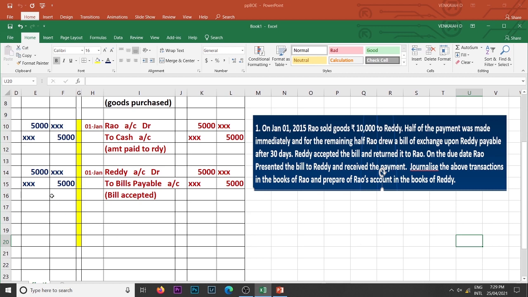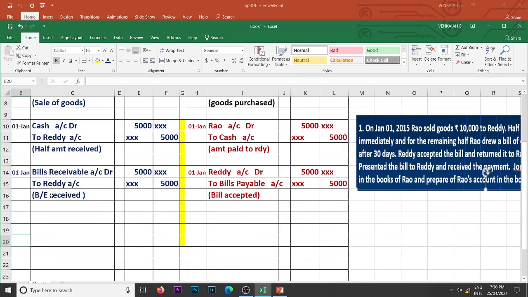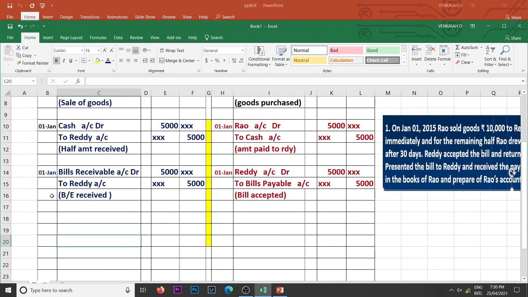That also we recorded in the books of Rao as bills receivable account debit. See the entry for drawing the bill: bills receivable account debit to Reddy account. And in the books of Reddy, Rao account debit to bills payable account. So he is paying money against the bill. That's why he is called the acceptor. For him, it is bills payable. So 5,000. That is over.